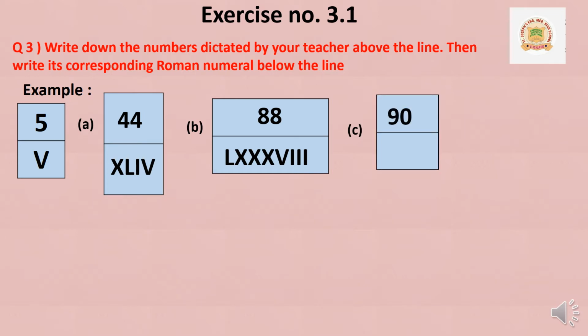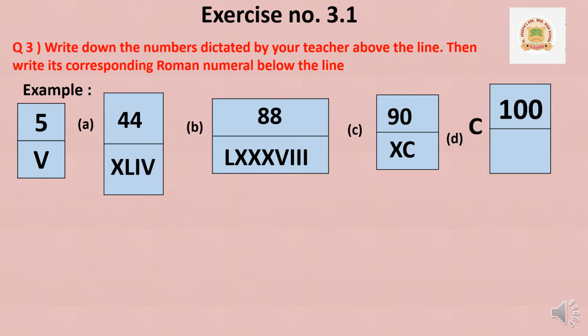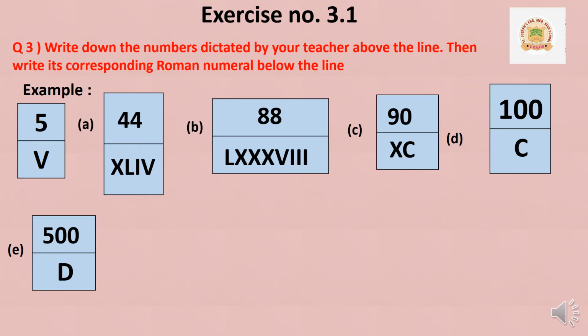Now C question, the next number is 90. We know C is 100. To write 90, what do we have to do? X before C: XC. X is 10. From the 100, if you minus 10, it will become 90. Then the D question: 100. What is 100? Very easy number. That is C. Let us take the next question: 500. Which alphabet do we have to write for this in Roman numerals? Yes, I told in the earlier video. D is 500.